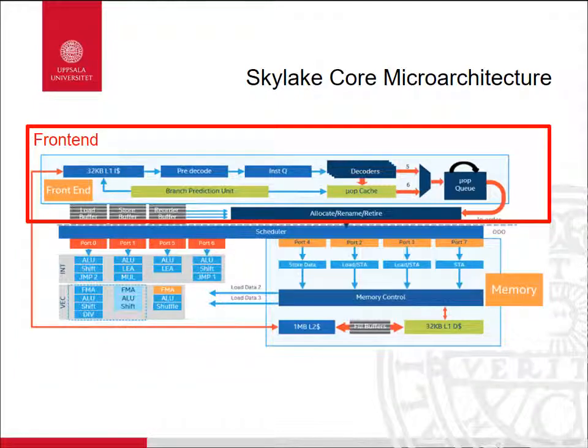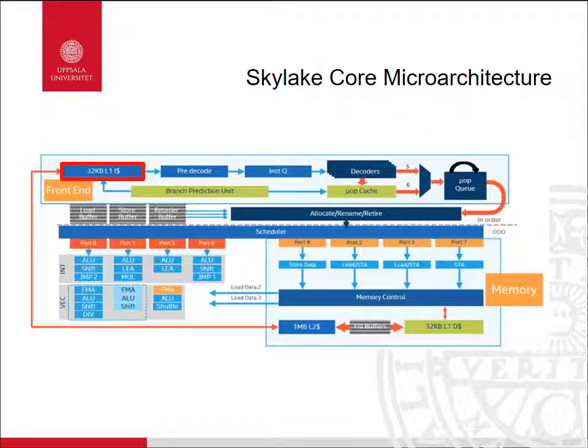Let's start with the front end and see how instructions flow through the pipeline. Instructions are first fetched from the 32 kilobyte instruction cache. Then they are decoded and cracked into simpler instructions that we call microops. The microops get renamed, and then they enter the reorder buffer.